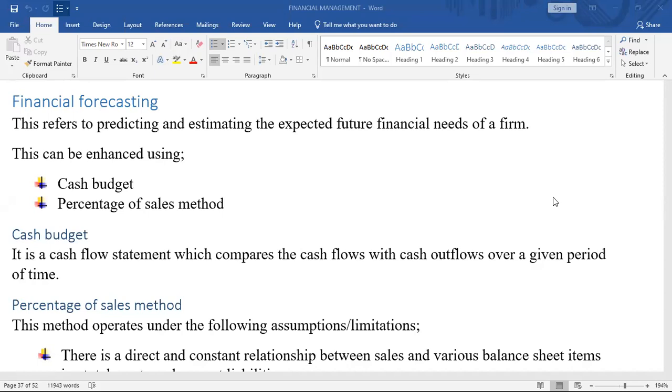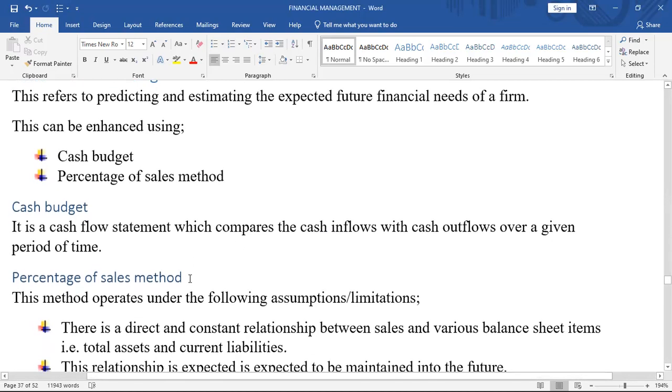When you look at the cash budget, we are saying it is a cash flow statement which compares the cash inflows with the cash outflows over a given period of time.